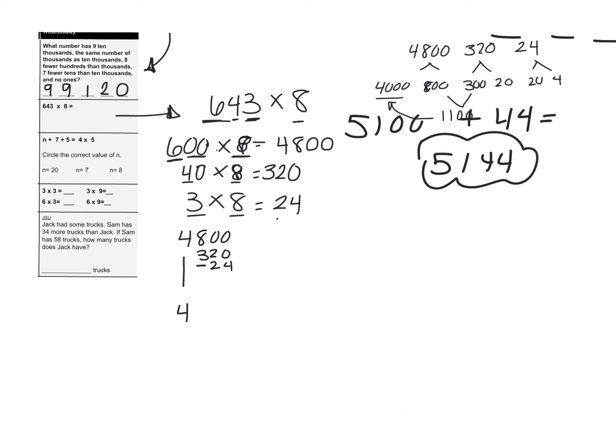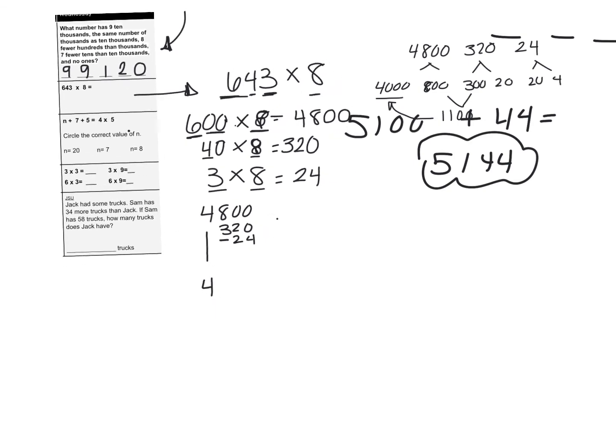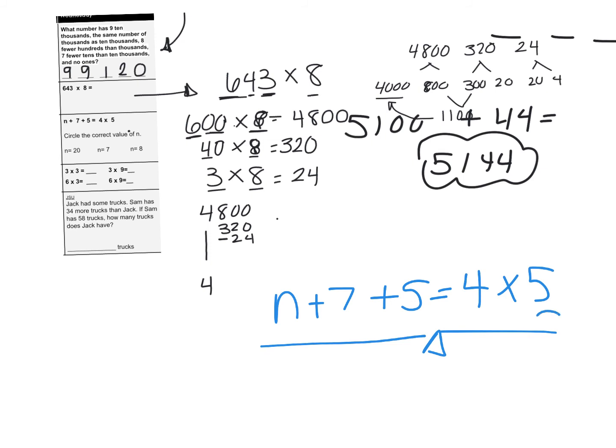All right, kiddos. So let's move on to our balancing question, or you can call it the balancing question still if you like it that way. And we have this equation. We have n plus 7 plus 5 equals 4 times 5. So this one looks a little bit different, but the concept is the same. We still have a balance. So what total is on this side? 4 times 5. What is the total of that?